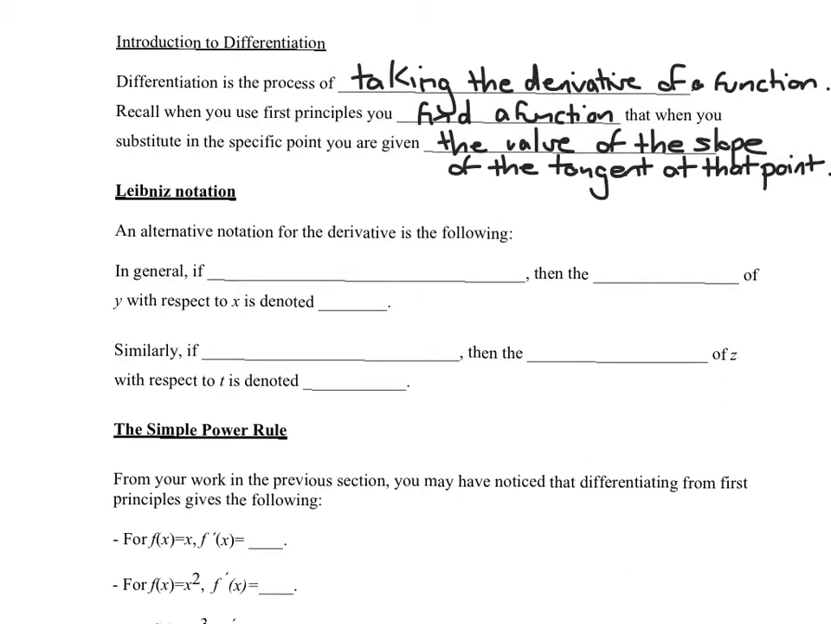What it is, is something that when you substitute in a specific point, like x equals 2, it tells you the slope of the tangent at that point. All right, now that's going to be very important in a little bit.